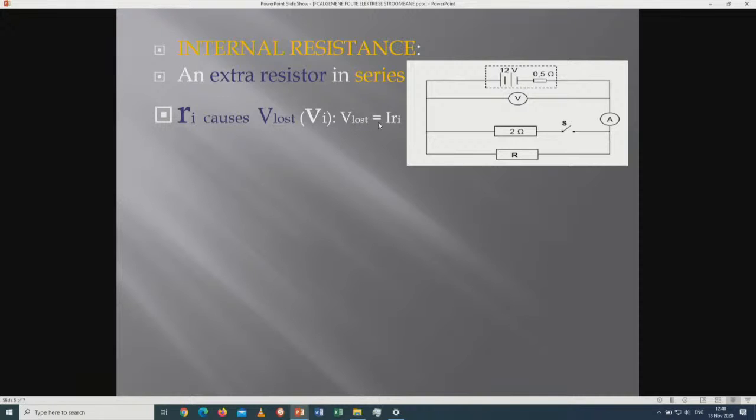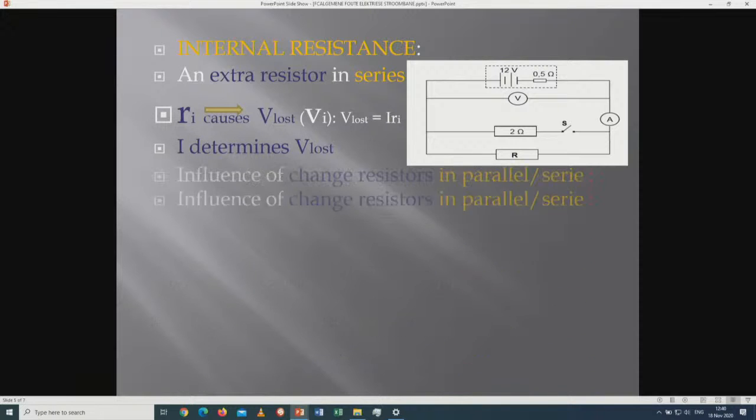V lost or Vr equals I times r. Immediately you see that the current in a circuit has a big influence on the V lost. So many a time they give you questions where there's a change in the current in the circuit, and now you must give answers on what influence that change in current will have on the circuit, the external potential difference, etc.